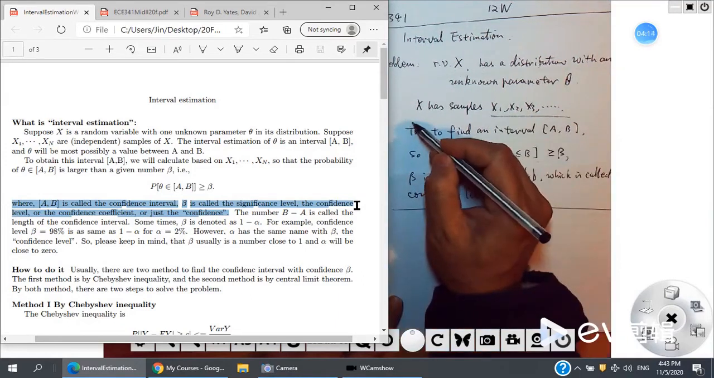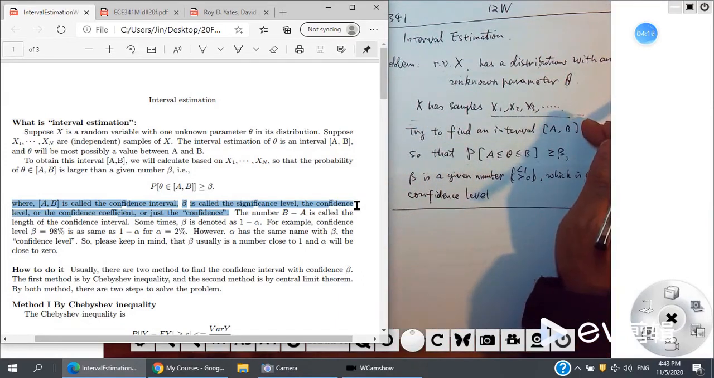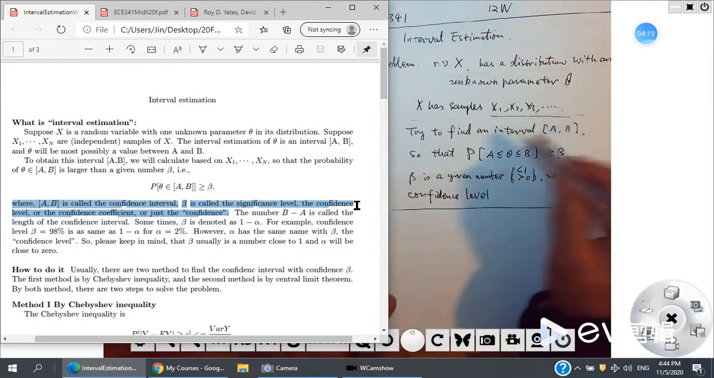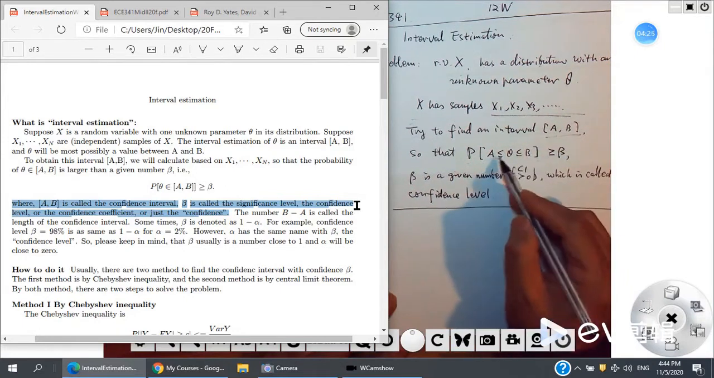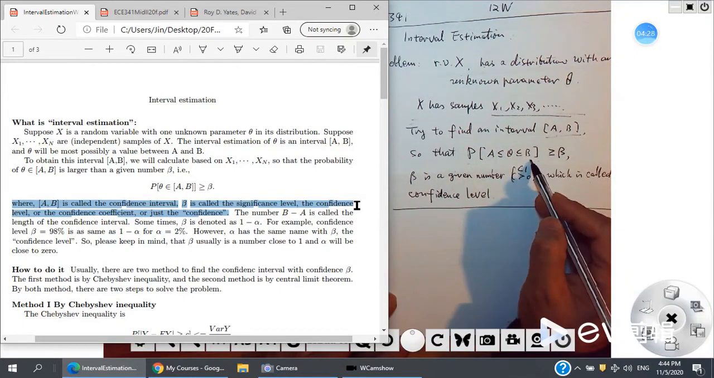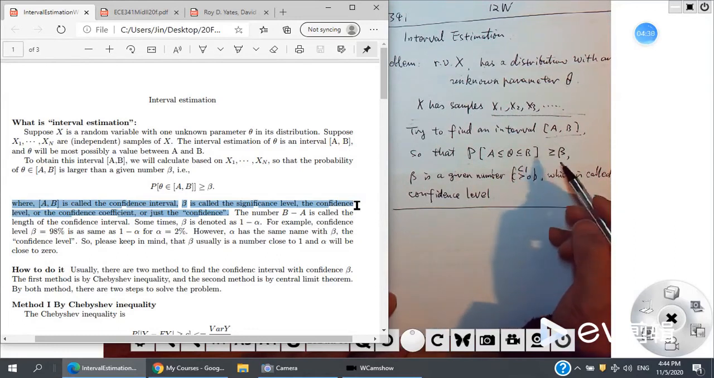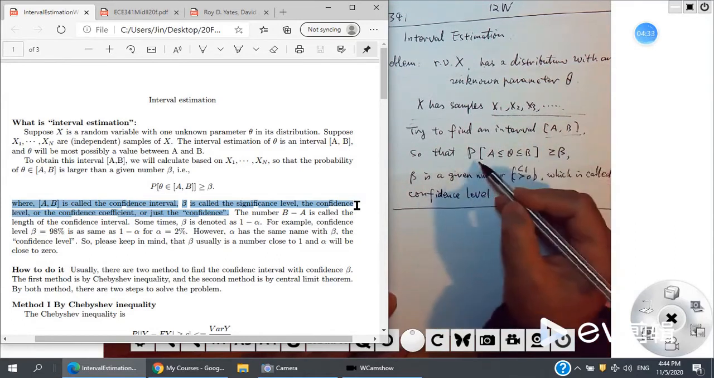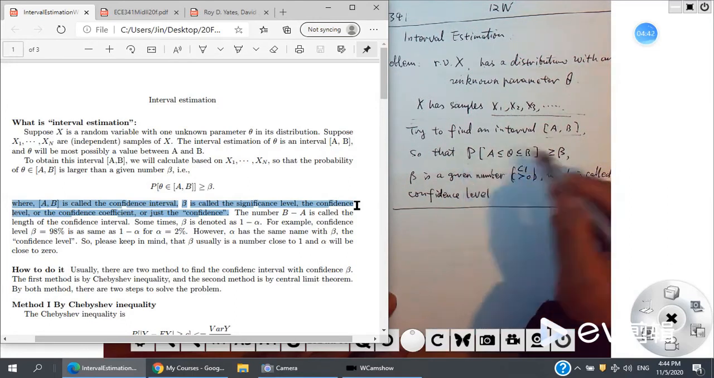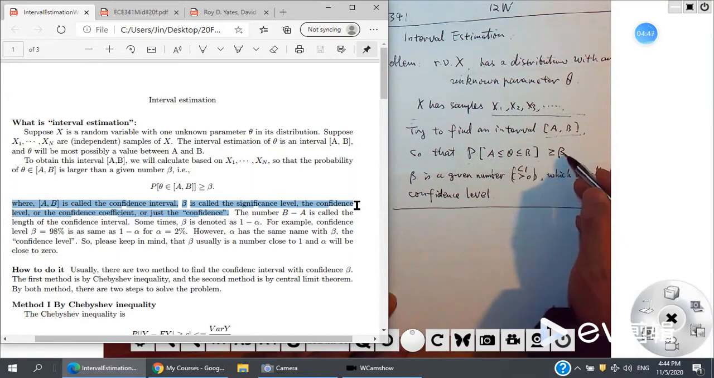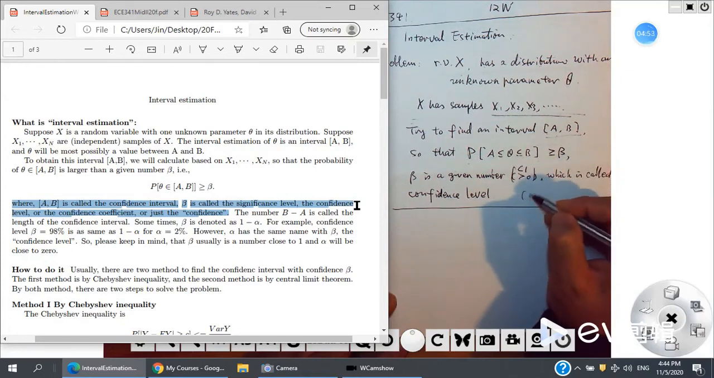So this is what you know, and then what do you want to find? You will try to find the interval, and you want theta is a value between A and B. Of course, this is in the sense of probability. So we want to find the interval so that the probability of theta between A and B has a large probability, larger than that beta. Beta might be like 90%, 95%, or 99%. Right? It's a number close to 1.